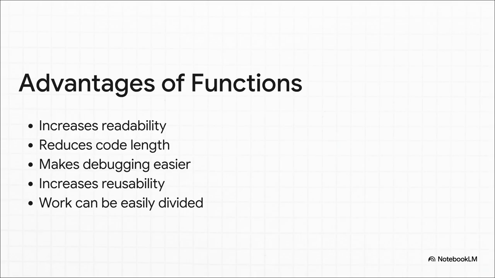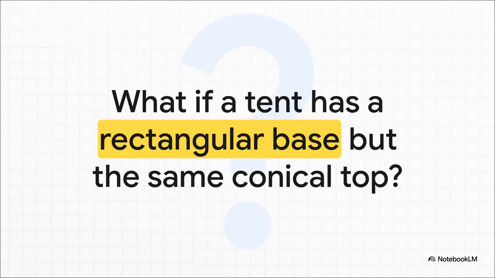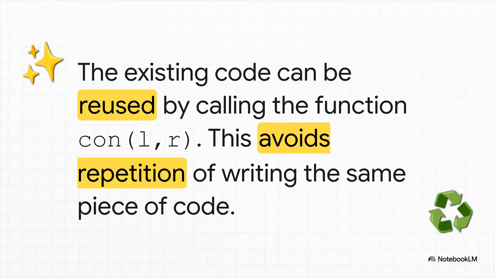It's perfect. Okay, let's jump back to our tent company for a sec, because this is where the power of reusability really shines. Let's imagine their design team comes up with a new tent. This one has a rectangular base, but it's still got that same pointy, conical top. Now, if they'd used that clunky, long script, this would be a headache. They'd be copying and pasting and trying to change things without breaking something else.